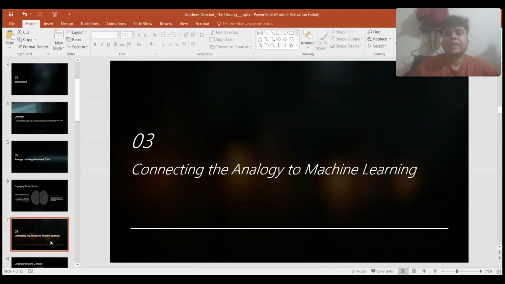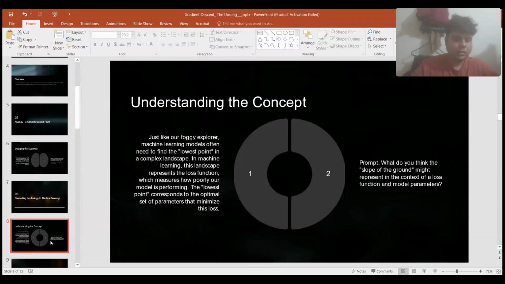Now we want to connect this analogy to machine learning. Just like our foggy explorer, machine learning models often need to find the lowest point in a complex landscape. In machine learning, this landscape represents the loss function, which measures how poorly our model is performing. The lowest point corresponds to the optimal set of parameters that minimizes the loss.